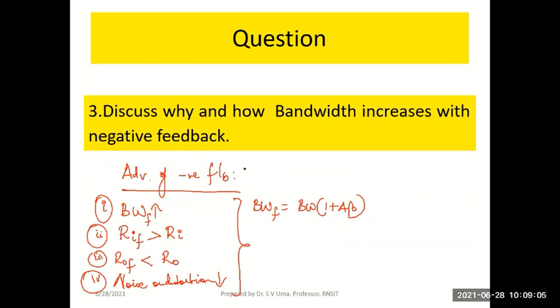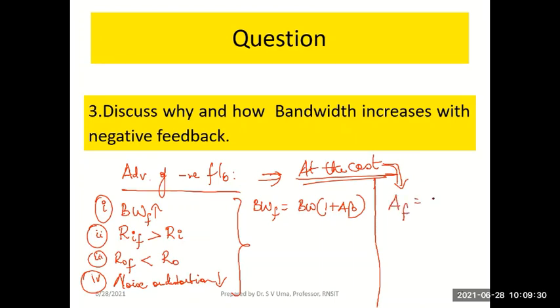Say for example, all this is obtained at what cost? Which is the only main factor which is a loss for us in negative feedback circuits? What am I losing if I have to get all these advantages? Yes? Gain, exactly. Gain with negative feedback is always gain without negative feedback divided by the factor 1 plus A beta.